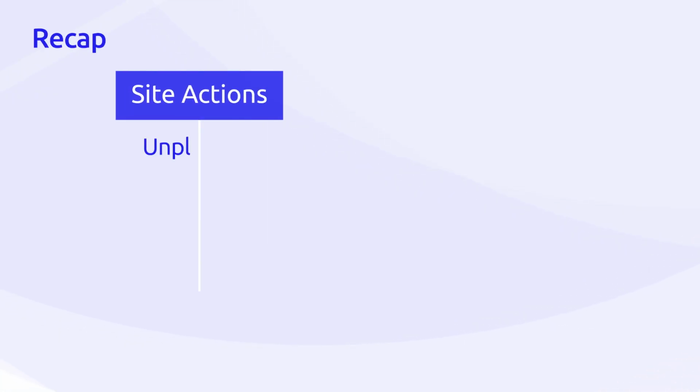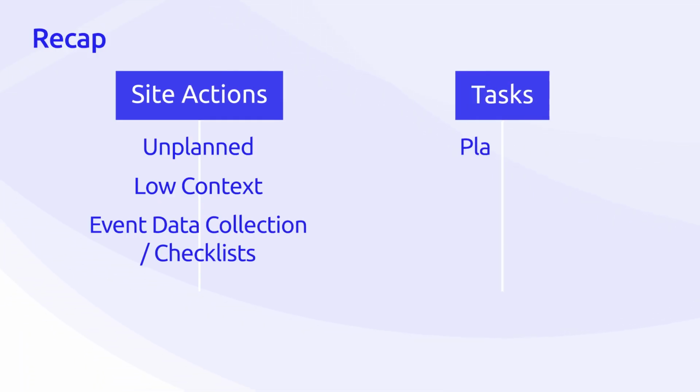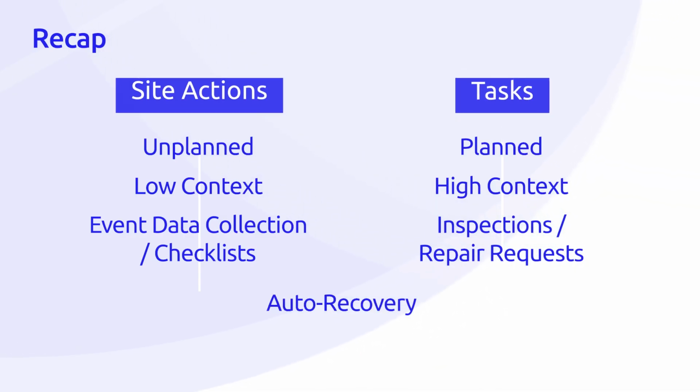Let's recap. Use site actions for unplanned, repeatable work with low context, like event data collection or checklists. Use tasks for planned, assigned work tied to a specific case or record, like inspections or repair requests. These tasks are synced to the device ahead of time and support high-context data. Pick the right form type from the start for your offline user experience to save time and prevent rework. Both form types support auto recovery, so your app users won't lose progress if they accidentally close the app.